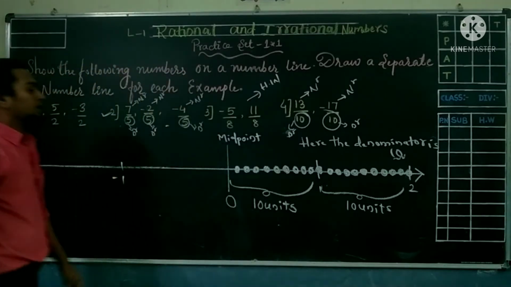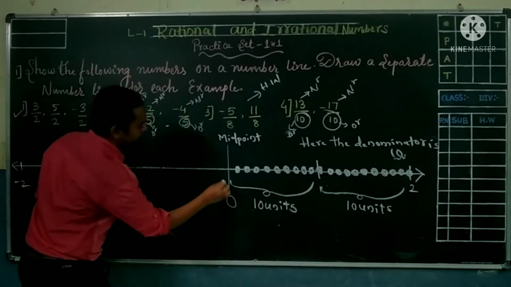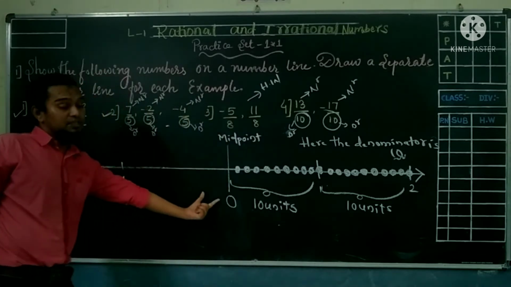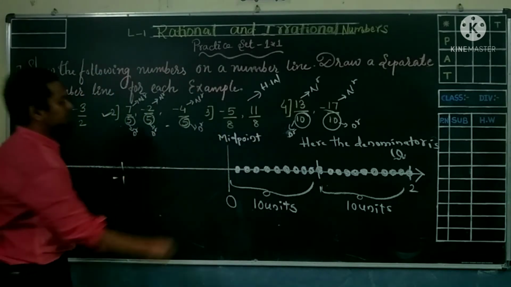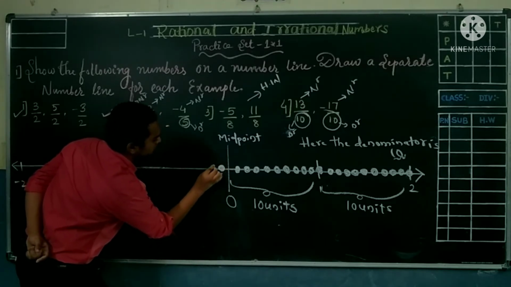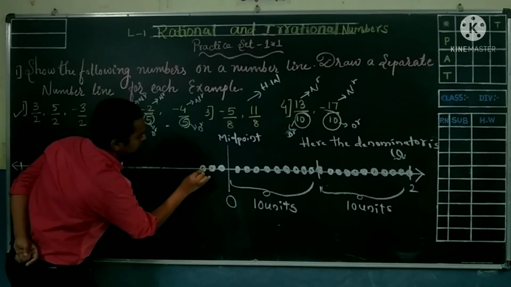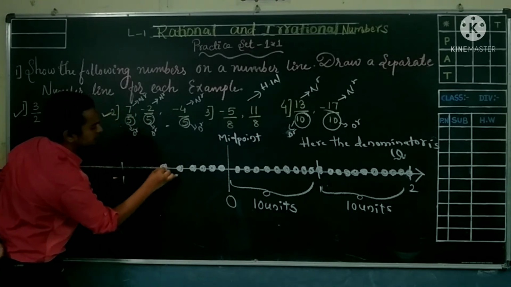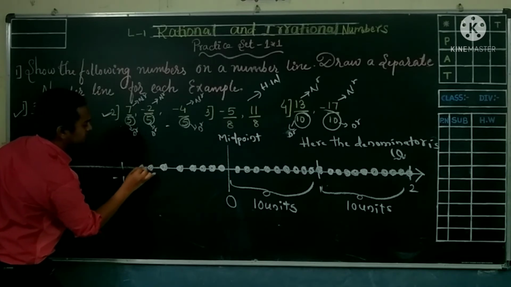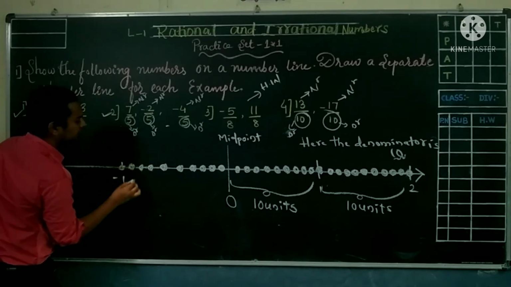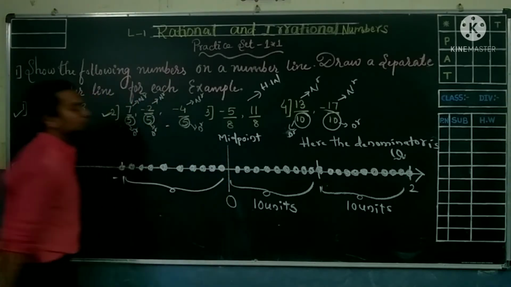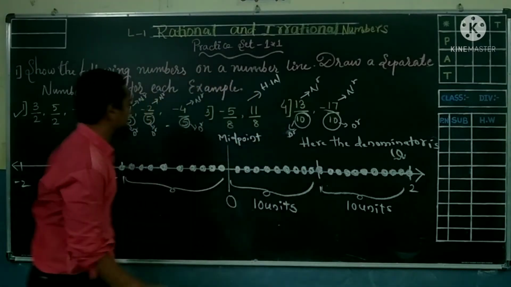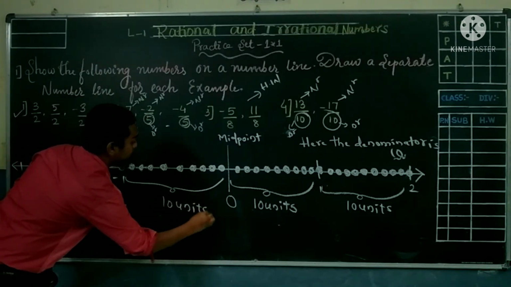Next, on the left hand side, the difference between 0 to minus 1 is also how much? Here the denominator is given as 10, so we are taking the difference between 0 to minus 1 also as 10 units. This is 1 unit, 2 units, 3 units, 4 units, 5 units, 6 units, 7 units, 8 units, 9 units, and last one, this is 10 units. So 0 to minus 1 is 10 units.